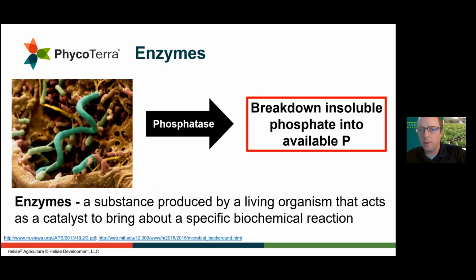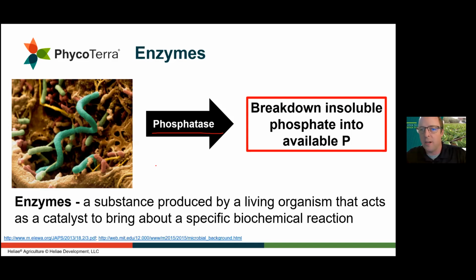Enzymes are becoming a lot more popular. And so I'll just break these down. I'm going to use phosphatase as my example. Really common product. If you look at the label, I don't want to mention a bunch of brand names. I'll just talk about the active ingredient. Phosphatase, if you choose to use that enzyme product, breaks down insoluble phosphate into plant available phosphate. So that's the unique thing about enzymes, is that the enzymes are unique. They're produced by living organisms or they can be made in the lab, and they bring about very specific reactions. So this phosphatase helps to liberate insoluble phosphate and make it more plant available. That's its job. It helps to free up that phosphate.